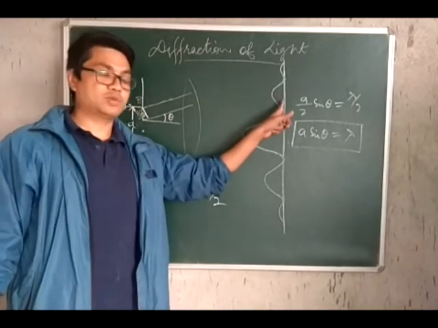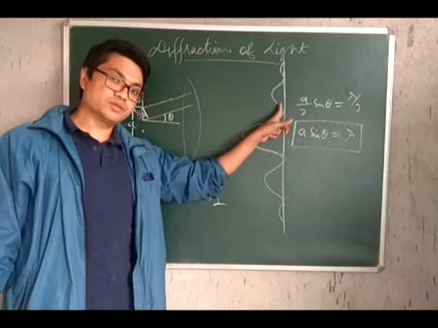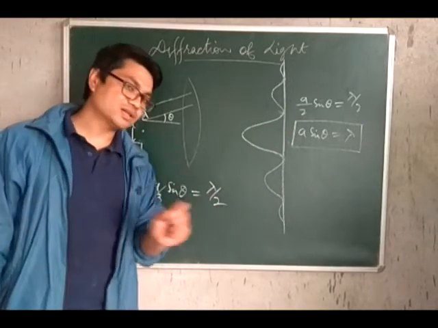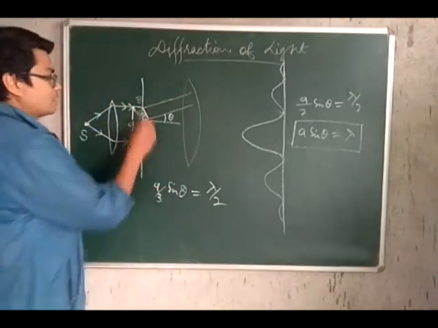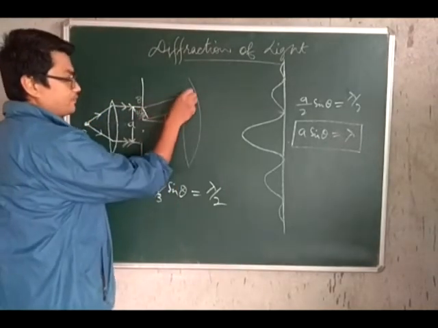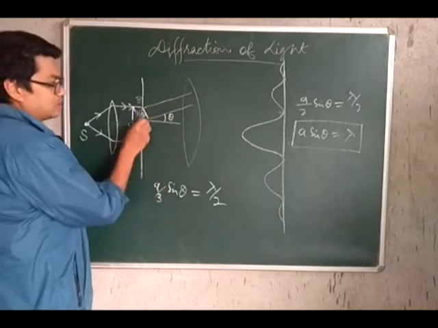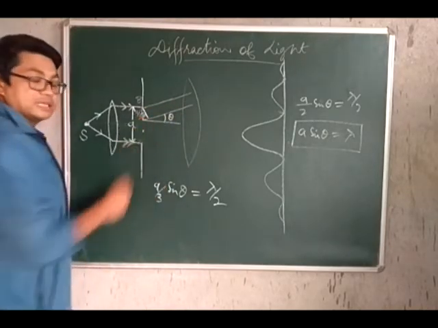And we are talking about the maximum bright fringe. So why are we using the condition for a dark fringe? We are using the condition for dark fringe because a ray of light moving in this direction interferes destructively with the ray of light starting from the second fringe.